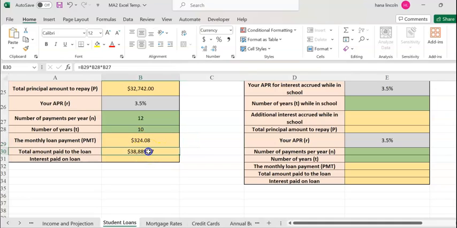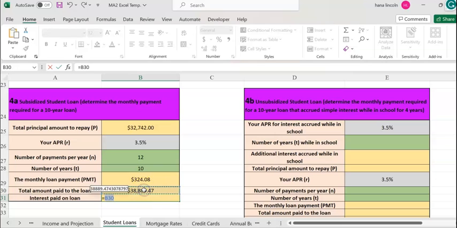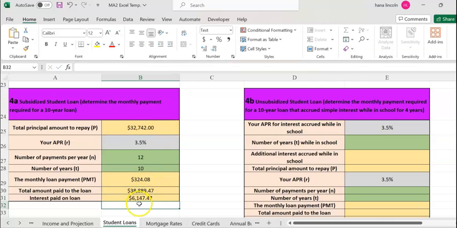So the monthly payment is this one. Your total amount to be paid is this much. It has interest already in it. So how much interest did you pay? Hit enter, equal your total payments minus the loan amount. Hit enter. So you pay interest of $6,147.47. That's the interest you paid in 10 years.